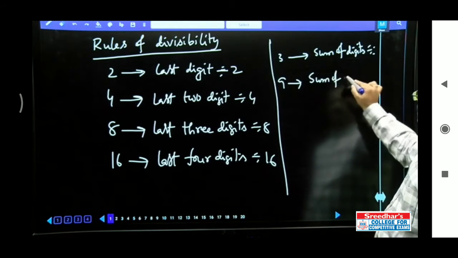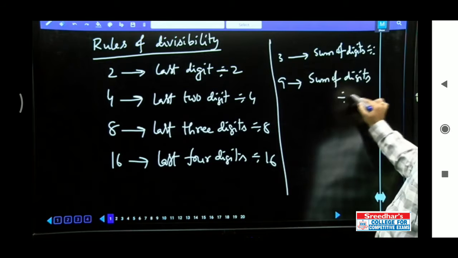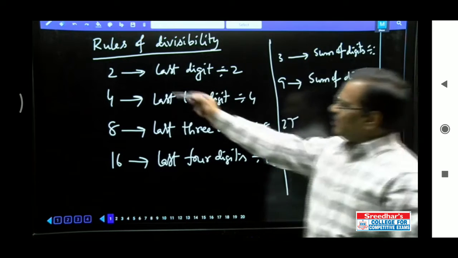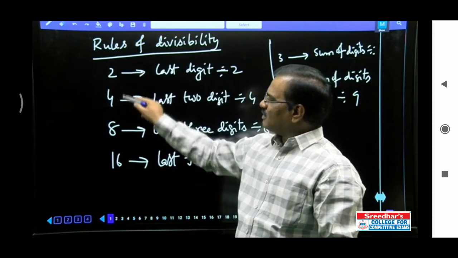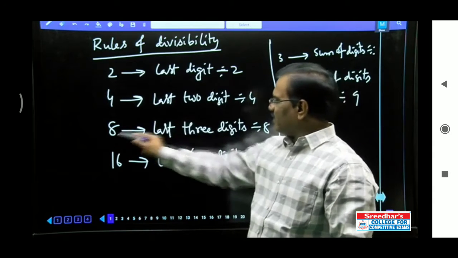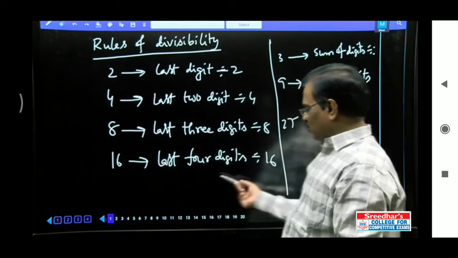Sum of the digits is divisible by 9 అవ్వాలి. అలాగే 27 కూడా, అంటే 3 power 1. ఇది 2 power 1, 2 square, 2 cube, 2 power 4. 2 power 1 అయితే కనుక లాస్ట్ డిజిట్, 2 square సెకండ్ పవర్ అయితే కనుక లాస్ట్ 2 digits, థర్డ్ పవర్ అయితే లాస్ట్ 3 digits, అండ్ ఫోర్త్ పవర్ కాబట్టి 2 power 4 లాస్ట్ 4 digits.